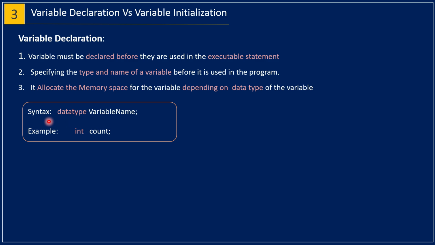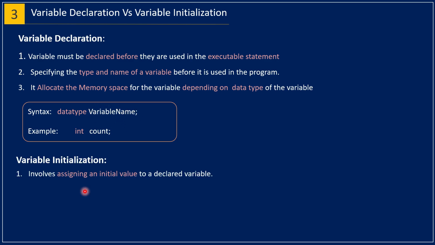Here is the syntax: data type and name of the variable. The data type, as we just talked about, can be integer, float, character, string, whatever it may be, followed by the name of the variable. The example here is int count, where int is the data type and count is the name of the variable. As soon as the compiler executes this statement, memory space gets allocated for this variable.